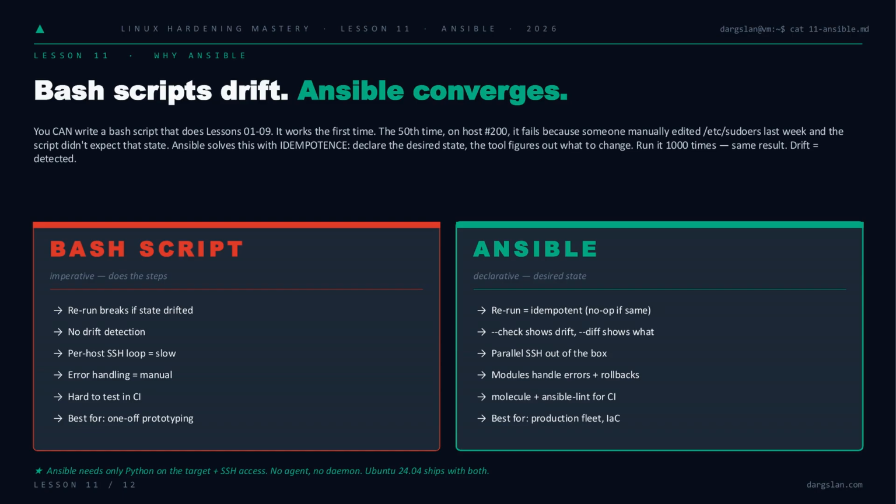On the left, imperative steps that shatter on contact with reality. On the right, declarative convergence, parallel SSH, check and diff modes for drift detection, and Molecule plus Ansible lint to test the role in CI. And the kicker at the bottom, no agent, no daemon. Just Python and SSH, both of which Ubuntu 24.04 already ships.